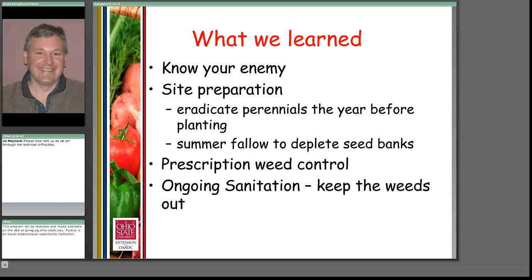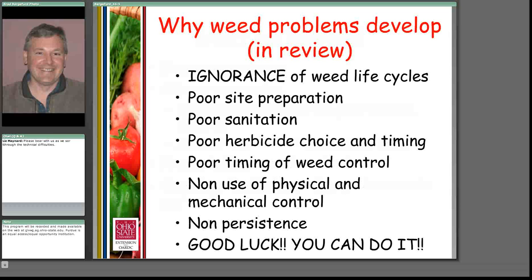Prescription weed control, that would be if we're choosing a herbicide or something of that nature, we'd have to select the right herbicide for the right weed species. And just remember, just like our outside fields, that ongoing sanitation, just keeping those weeds out and keeping them from going to seed. So in review, what's going to get us problems?